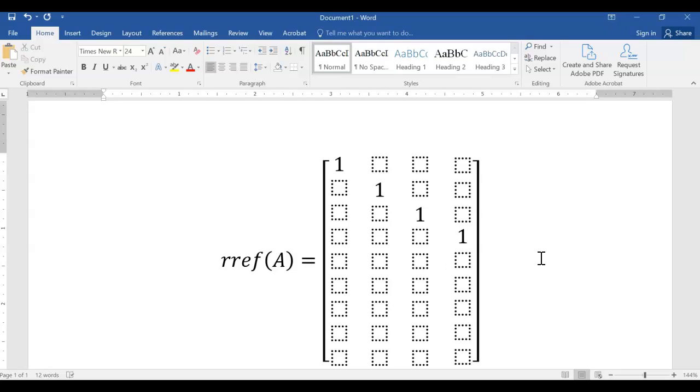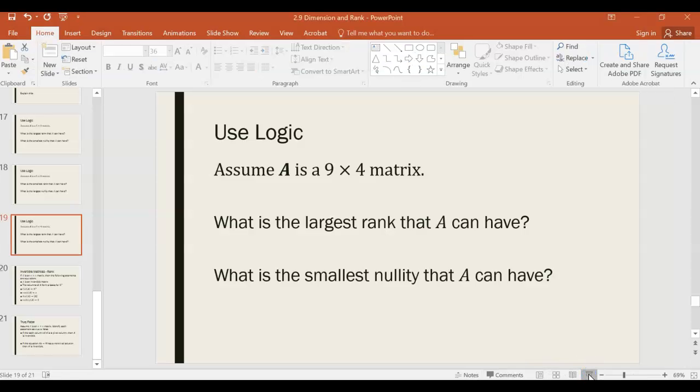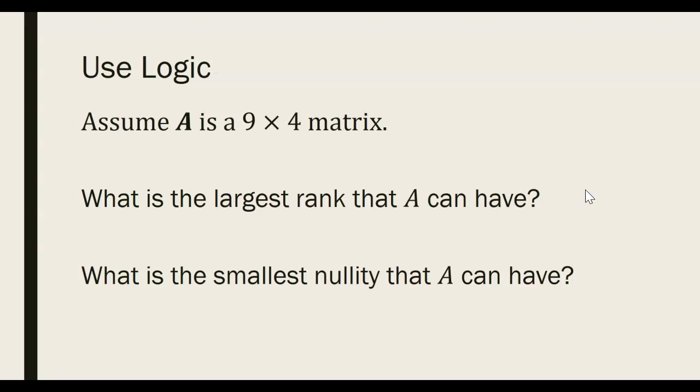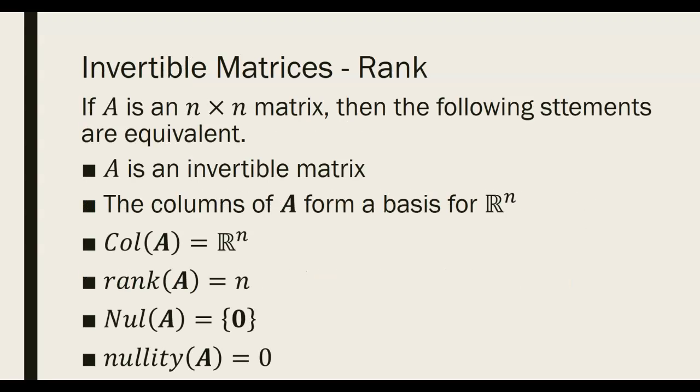You had to figure out how many pivot columns you could have, which in our case was 5, and then that would have forced you to have 3 free variables, so your nullity would have been 3. Okay, so the largest possible rank in this case is 4. The smallest nullity is 0.